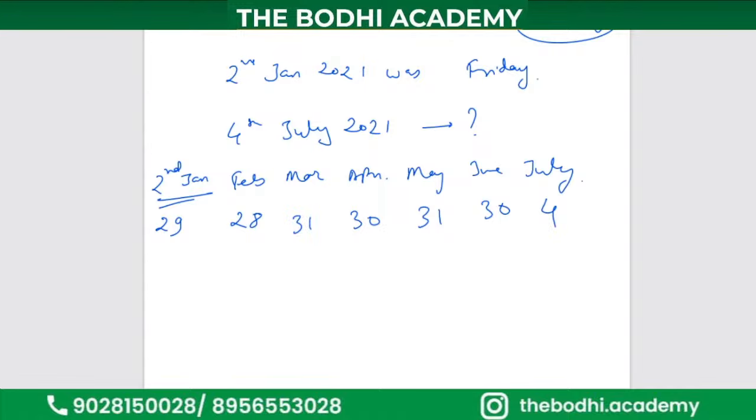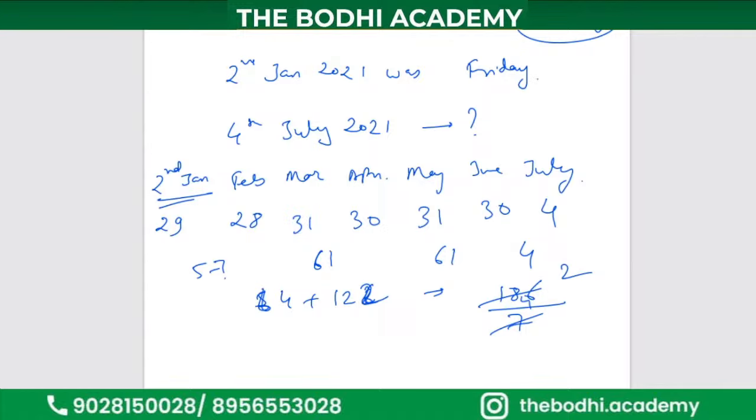Now add them. 29 plus 28 becomes 57. 31 plus 30 becomes 61. 31 plus 30 again becomes 61. Then 4. Again add them: 57 plus 4 is 61. 61 plus 61 is 122. Again add them: 186. Now divide 186 by 7. What do you get? 7 2s are 14, carry over 6. 7 6s are 42. Again, the remainder is 4.